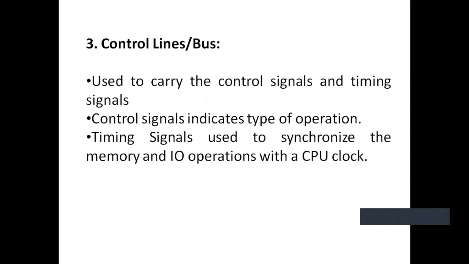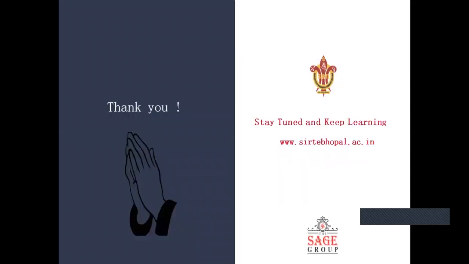And the last category of the system bus is the control lines or control bus. The control bus is used to carry the control signals and timing signals. Control signals indicate the type of operation. It means it easily identifies which type of operation is performed by the computer system, and it also controls that function. And the next property: the timing signal is used to synchronize the memory and input output operation with the CPU clock.